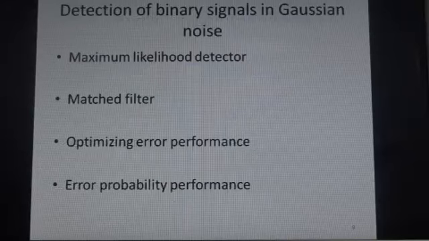Detection of binary signal in Gaussian noise. We will study the maximum likelihood detector, the matched filter, how performance is optimized by using the matched filter, and error probability performance.